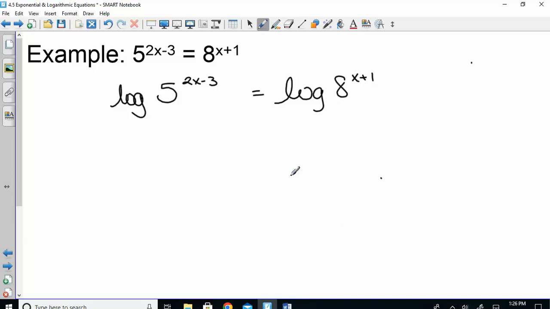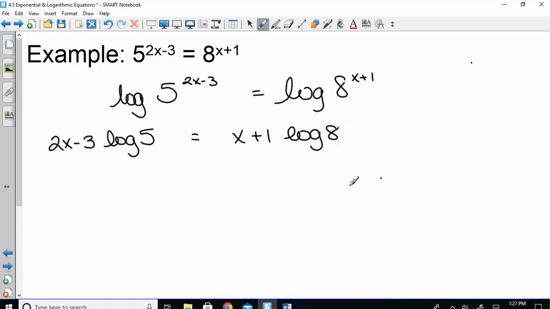Look at your notes from yesterday if you need to. After we add the logs, what did we do with the exponent? Properties of logs, the exponent comes down. Now this type of problem, I'm going to tell you the majority of people make a mistake right here, because what I just wrote down is wrong. Why?